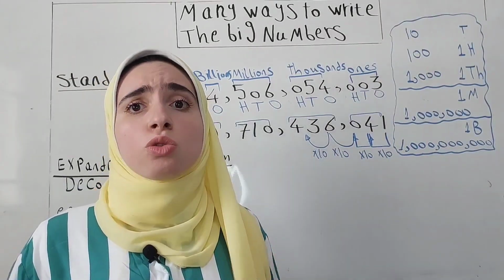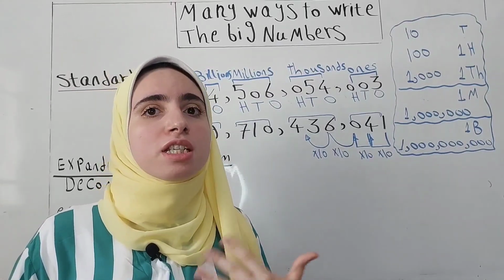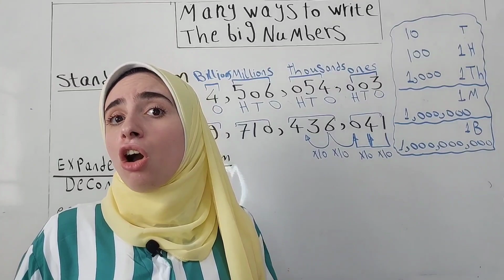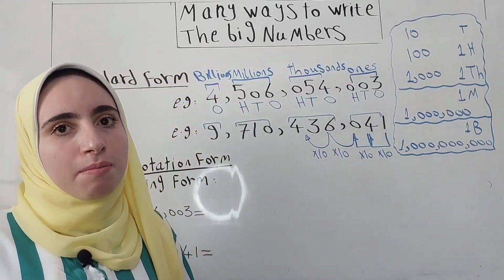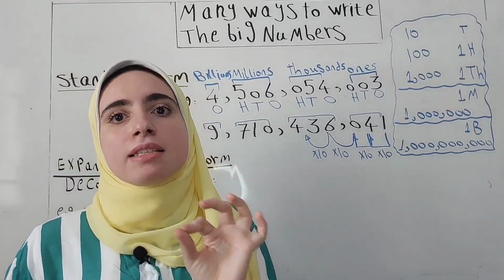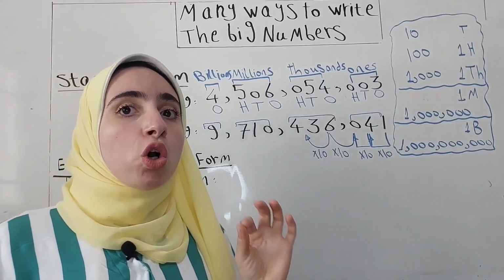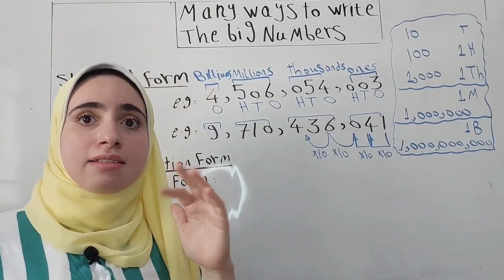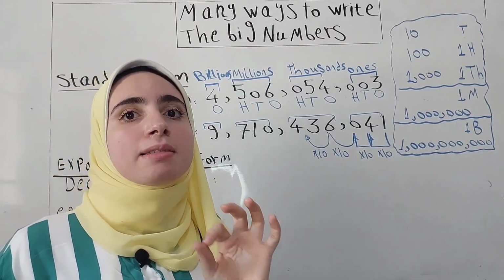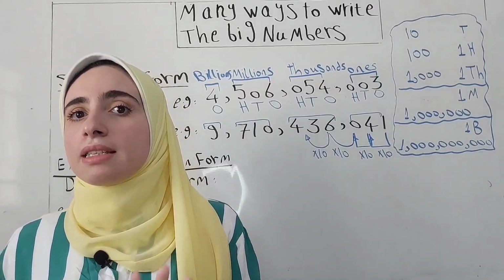The fourth one is talking about expanded notation form or decomposing form. What is the meaning of decomposing form? We break down the number by using place value for each digit. So we write the digit as it is, each digit multiplied by its place value, and we separate between them by using plus sign.